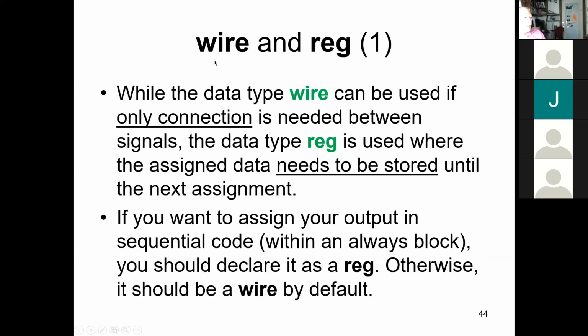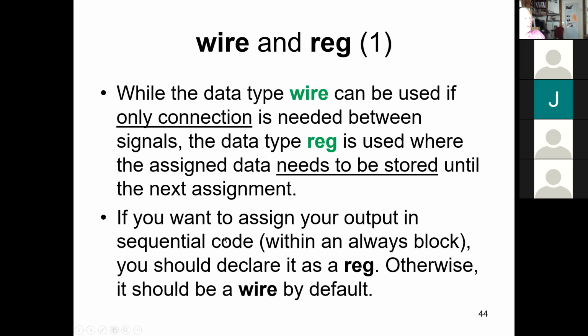Okay, wire and register. We've talked about this, but here they're finally introducing it. While the data type wire can be used if only connection is needed between signals, the data type register is used where the assigned data needs to be stored until the next iteration of the statement, till next time the statement's executed. So that's a good way to think of it. Kind of put that in your mind. Register is there when you have to save the information until the next clock, or you have to save the information until the next time that signal gets recalculated.